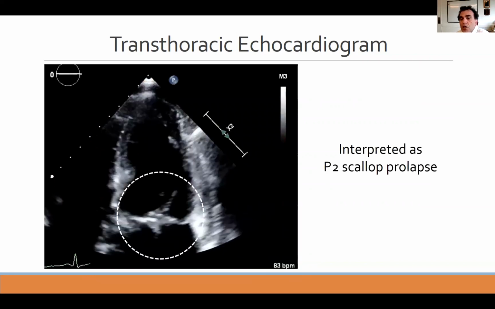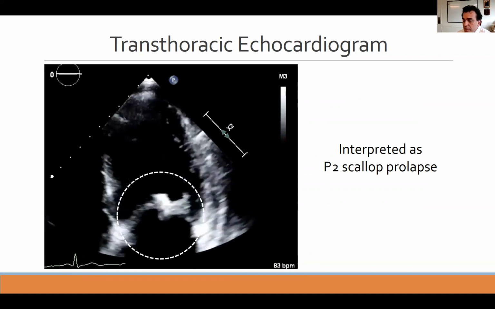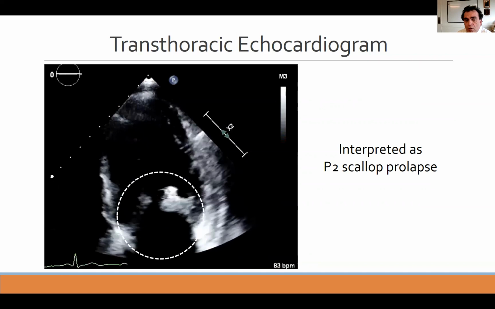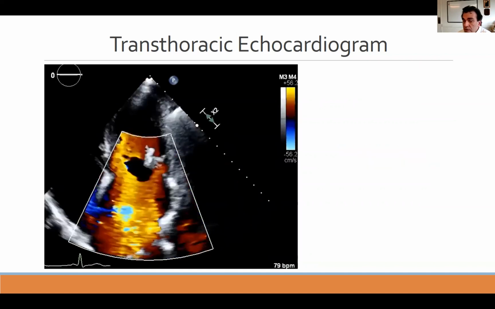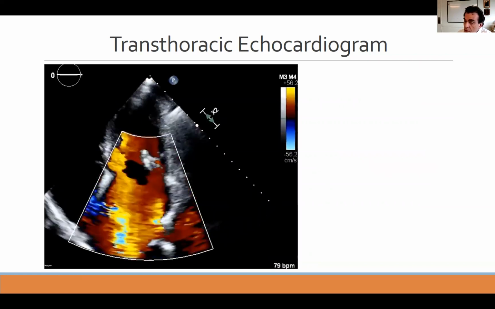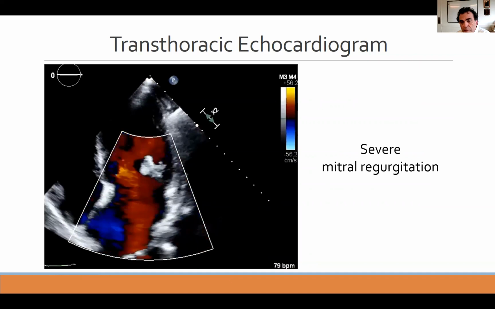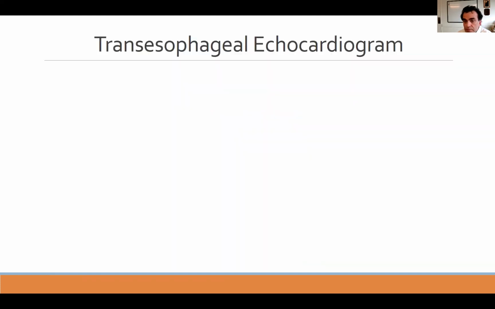You look at the four-chamber view, there is a large mass associated with the posterior leaflet of the mitral valve. Look at the color: again, severe regurgitation, which is a known complication of acute bacterial endocarditis of the mitral valve. Blood cultures grew gram-negative rods in multiple bottles.